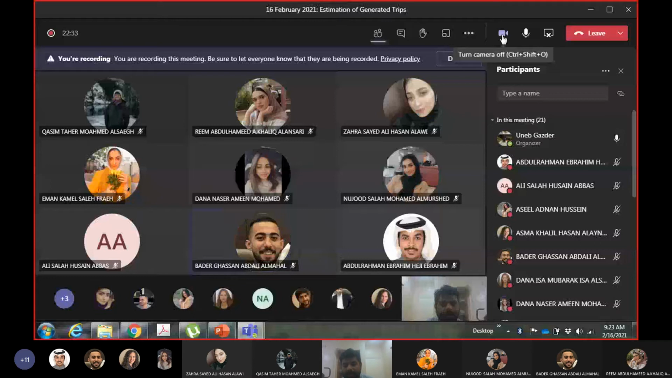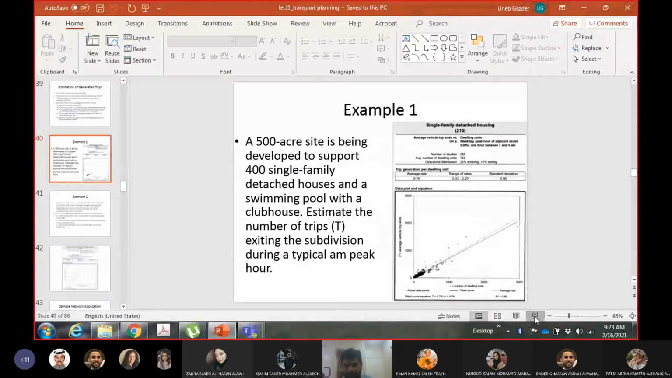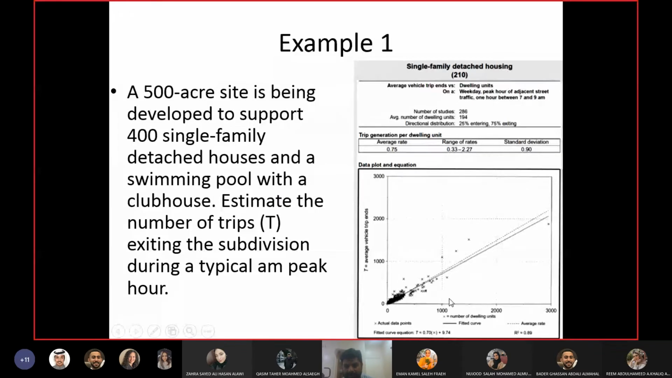So I was saying that they calculated the number of trips using the average trip rate. Using different values of x, they multiply by 0.75, and they plotted the points here. These are the points with the dotted line. Then they put the value of x in the equation, different values of x, then they got different values of t, and they plotted it and got the solid line.